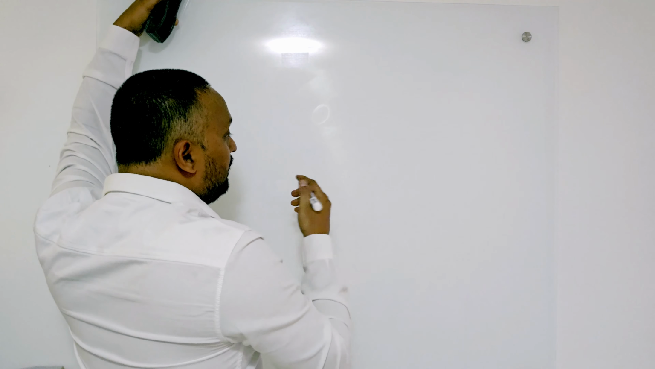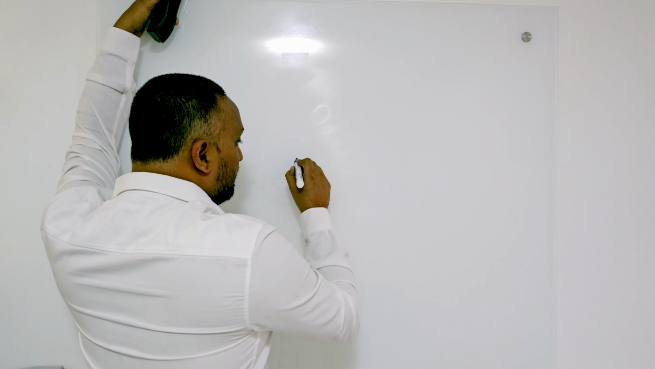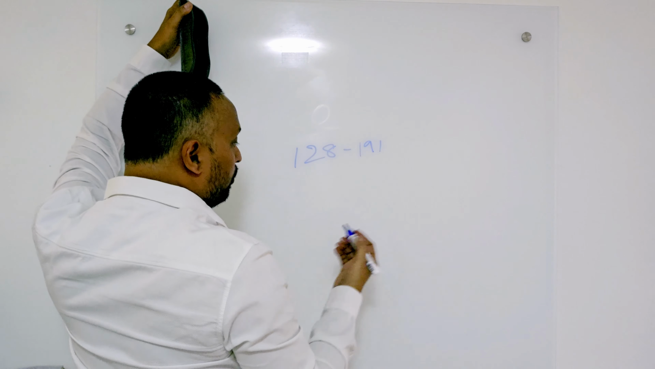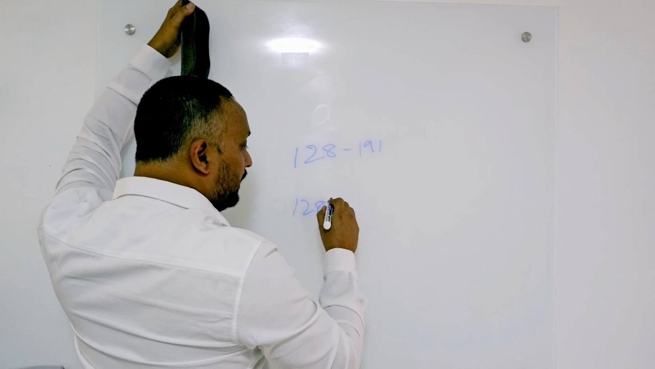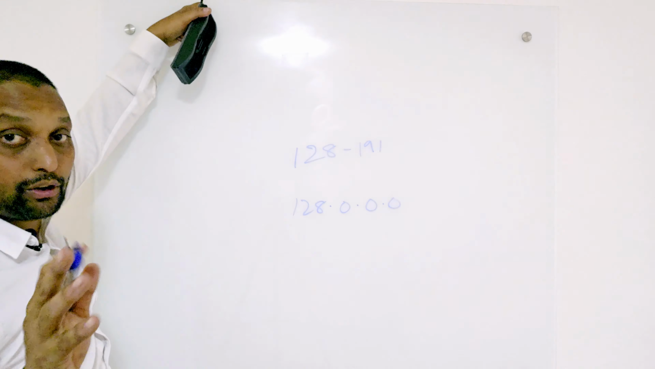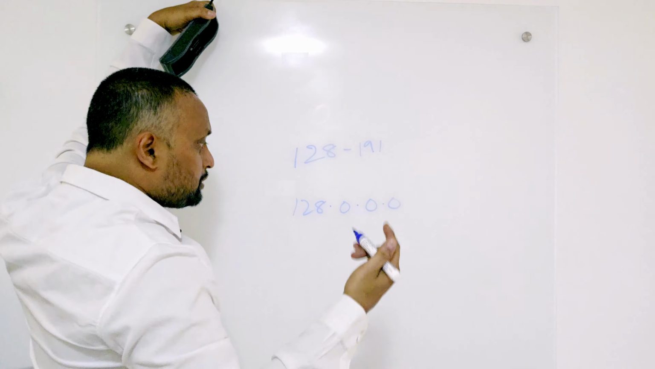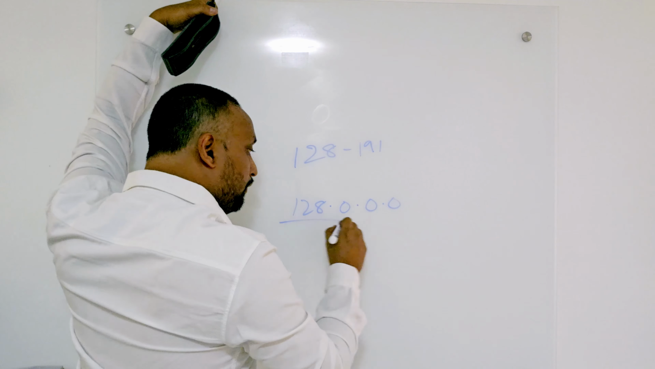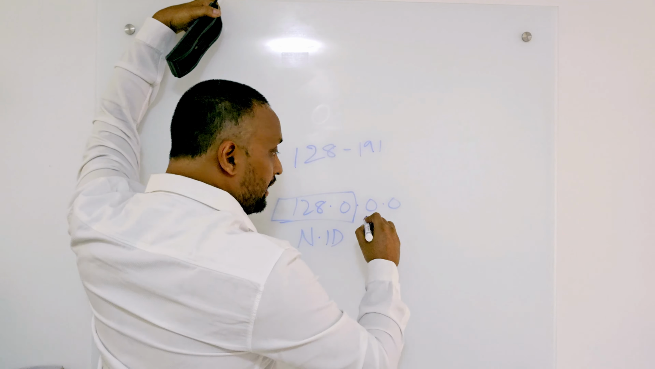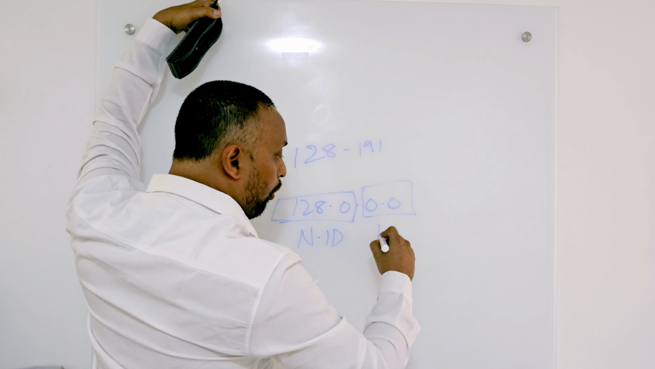Now let's understand how it looks in class B. Like I mentioned, class B will start from 128 to 191. For example, 128.0.0.0. Think this is the IP address of class B. Now in class B, the first two octets will be the network ID, and the next two octets will be the host ID.